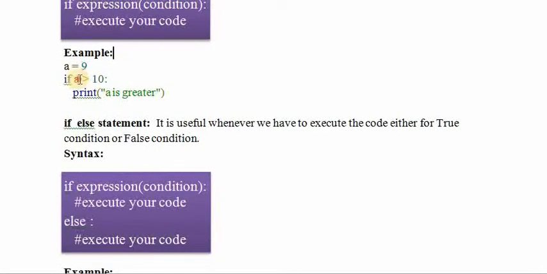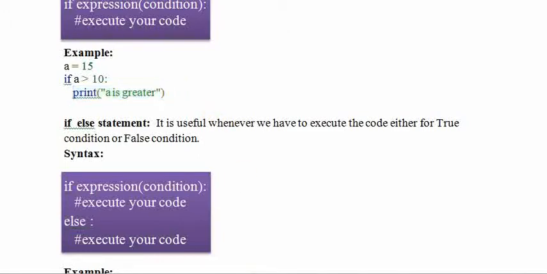Now, if a is greater than 10, it will check the condition and return true or false. Obviously it will return false because the value of a is 9. So is a greater than 10? No, so it will return false. What will happen? Nothing will happen, because it will print "a is greater" only if the condition is true. Suppose I write 15 here. Now check: a is greater than 10? Yes, so it will print "a is greater". So that is the if statement. The if statement is required whenever we have only and only a single choice.